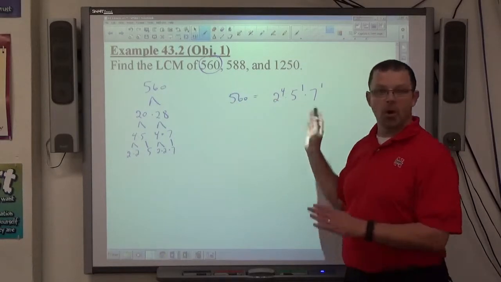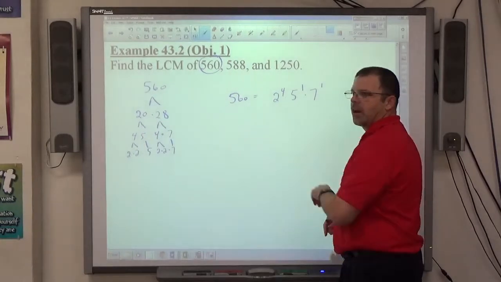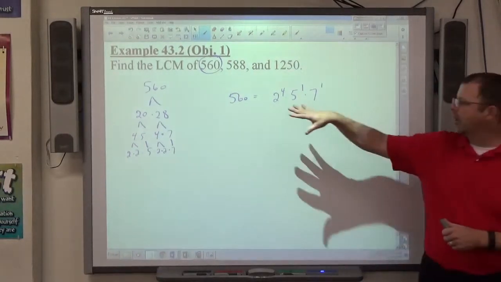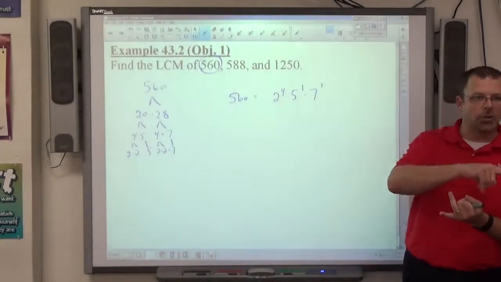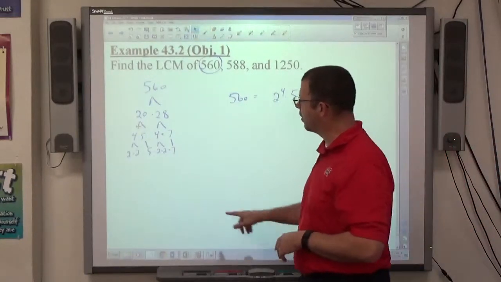I would recommend, for homework's sake, write this on your paper, do that on a scratch sheet of paper. Do your factor tree somewhere on a scratch sheet of paper. Transfer your results over here in power form, though. Don't do 2 times 2 times 2 times 2. 2 to the 4th power, 5 to the 1st, 7 to the 1st, everything in power form.